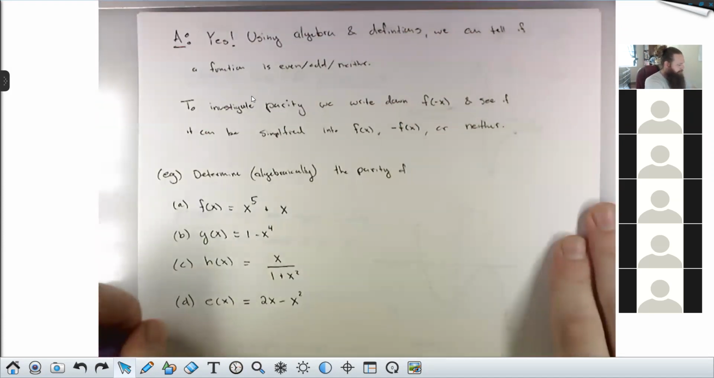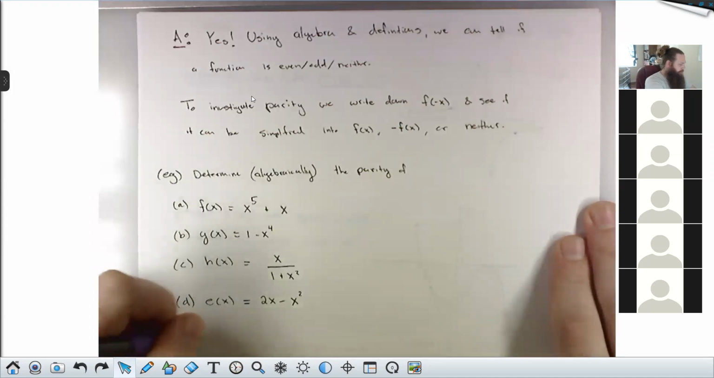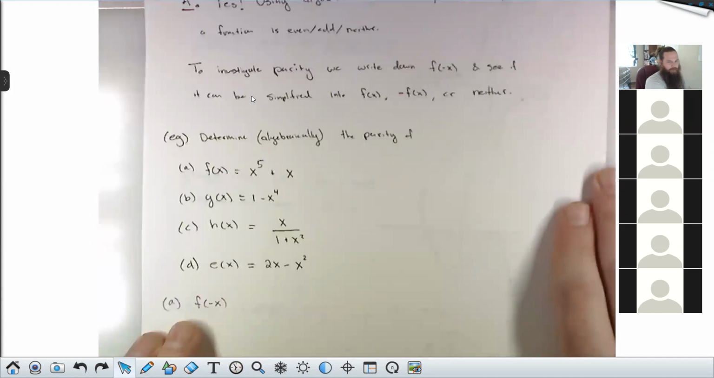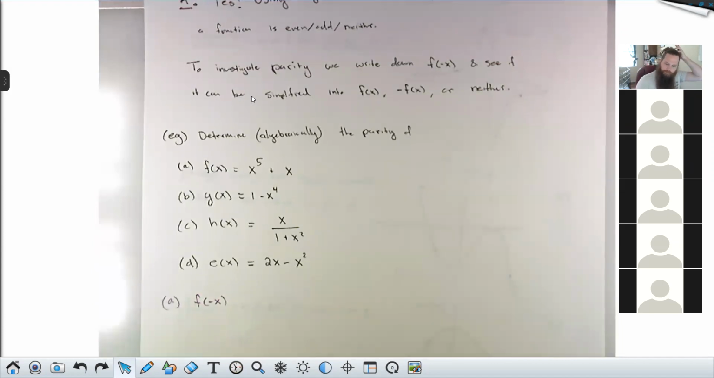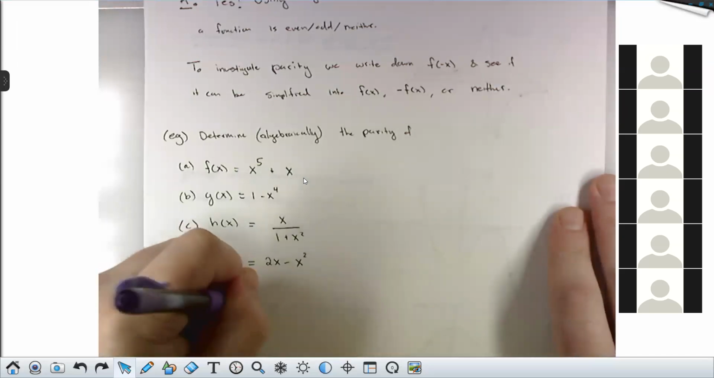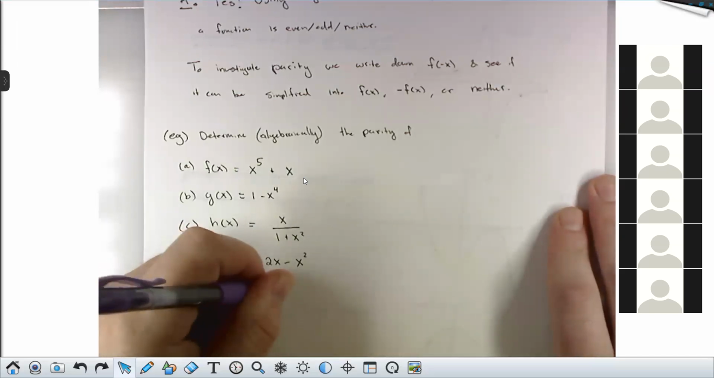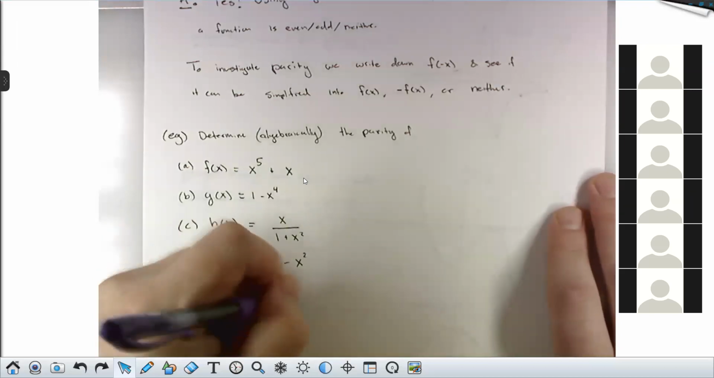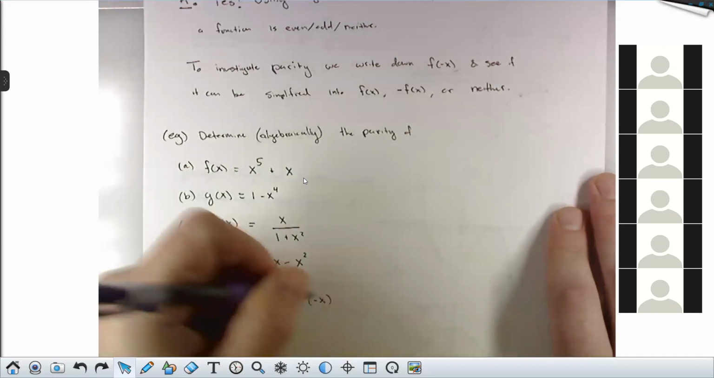Let's do part A. What is f of negative x? How do I find it? Plug in negative x for your x values. Everywhere there's an x in this expression, I'm going to swap it with parentheses negative x. So instead of x to the 5, I have parentheses negative x to the 5. Plus, instead of x, I have parentheses negative x.